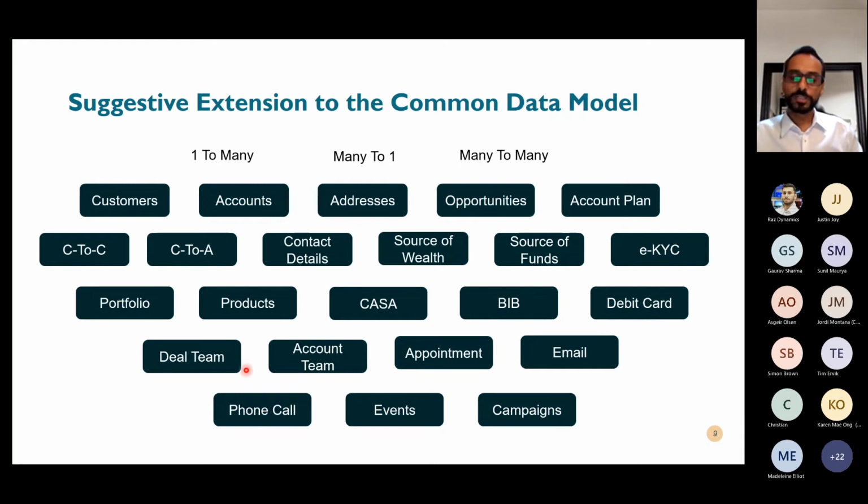And then obviously I have to associate a huge army of individuals to deal with this customer, right? So when we are trying to win this customer, there will be a deal team that will be associated. When we have this customer onboarded, we will have an account team that will be associated. We will have appointments with these customers. We will have email exchanges. We'll have phone call conversations. We'll have events organized for them, and we will be running marketing campaigns for them.